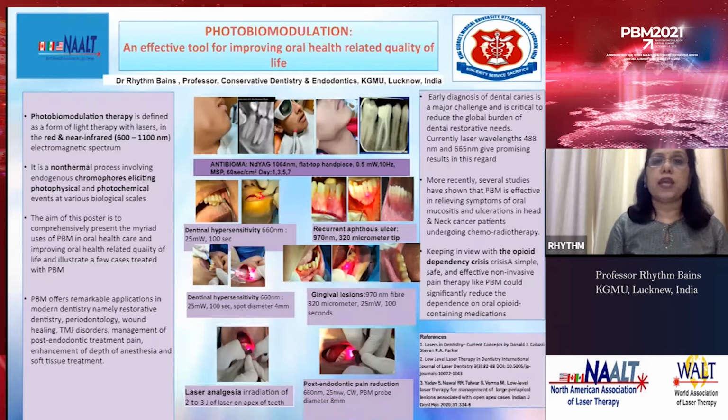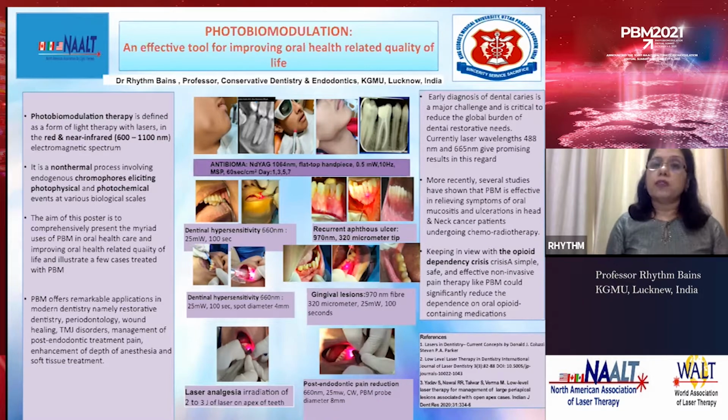First case was of antibioma, which is a hard swelling which developed in a 15-year-old male patient due to prolonged and non-judicious use of antibiotics and non-debridement of the source of infection, that was the right mandibular first molar. So the patient presented with a hard swelling on the right side of the face. The X-ray showed a periapical lesion in relation to tooth number 46. The treatment planned was root canal treatment of tooth number 46 along with the use of PBM to relieve the symptoms of swelling.